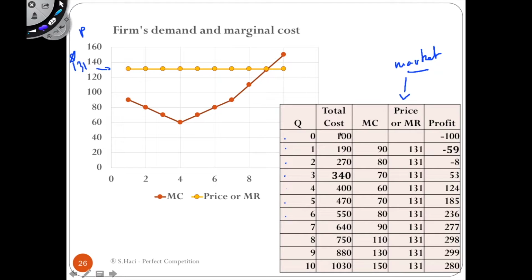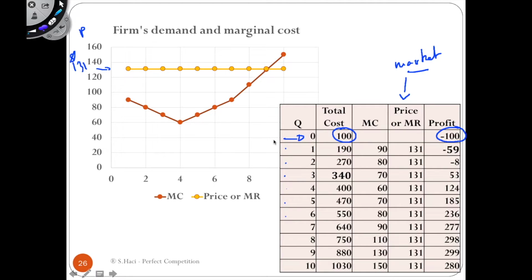Here's our cost for these units. When we produce 0 units, we still have a cost. We start at 100, but we're not selling anything, which means that your profit starts negative. And profit is the difference between the revenue and the cost.